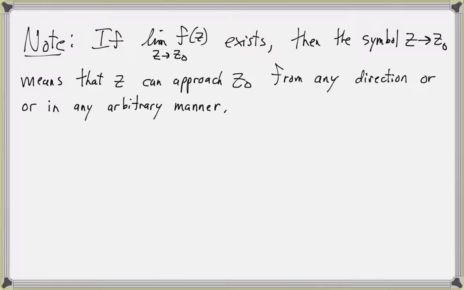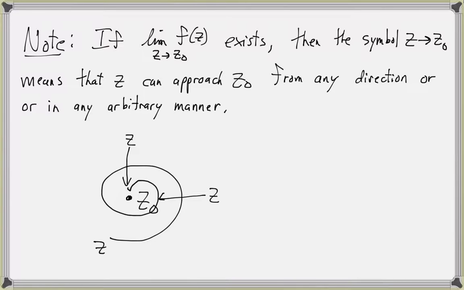So if we have z0 in the complex plane, z could come straight down, or z could come in from the right. Z could spiral around and get closer and closer to z0. So we have to consider all possible directions, and all of these limits as z approaches z0 must agree in order for the limit of f of z to exist at z0. Now we'll give an example that emphasizes this point.